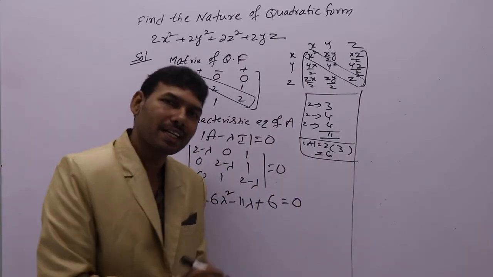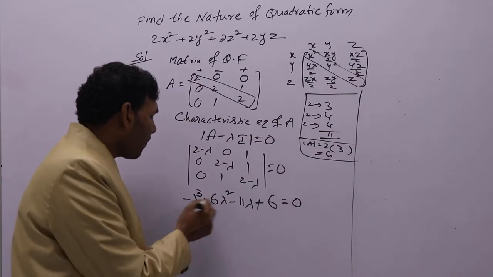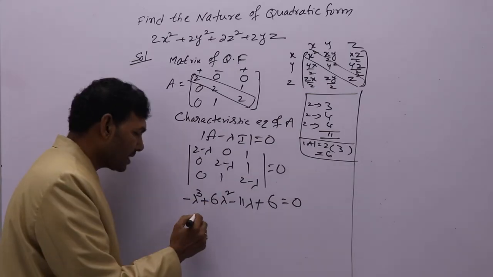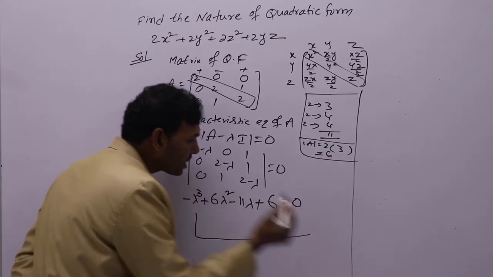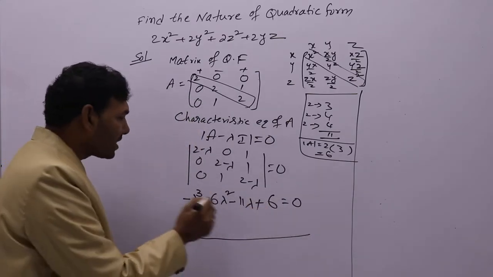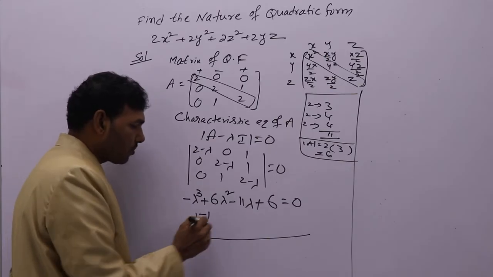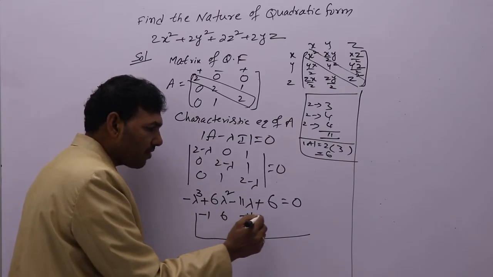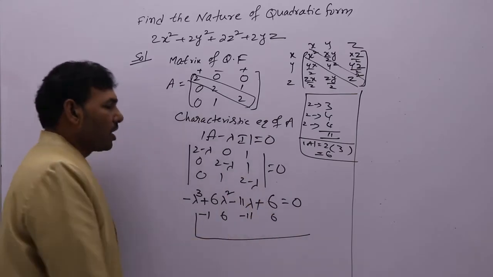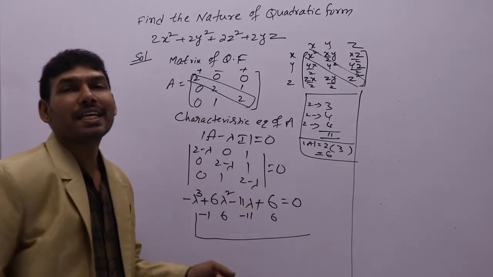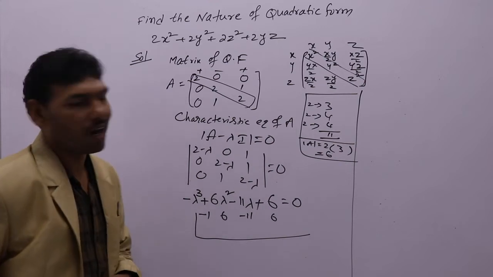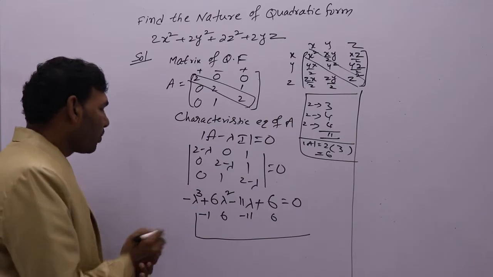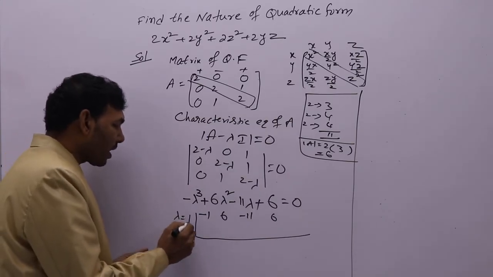After finding the characteristic equation of A, next we find its roots. I said in the previous class how to find roots using synthetic division. First write its coefficients: minus 1, lambda square coefficient 6, lambda coefficient minus 11, constant 6. To decide whether 1 is a factor for this equation or not, first add all the coefficients. If you get 0, you can fearlessly write 1 here.